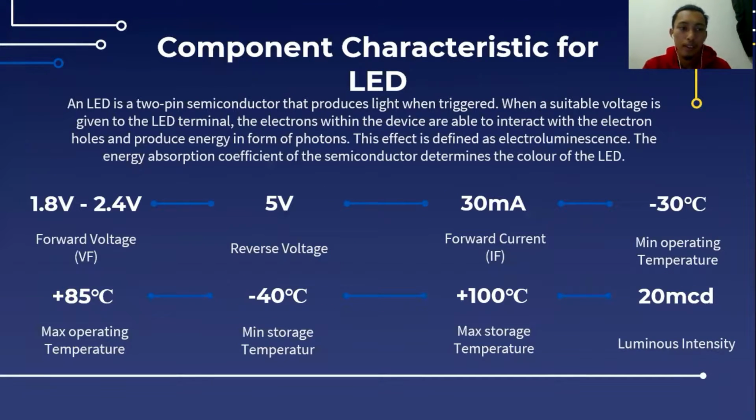For the LED, an LED is a two-pin semiconductor that produces light when triggered. When a suitable voltage is given to the LED terminals, the electrons within the device are able to interact. This will produce a photon. This effect is defined as electroluminescence. The energy absorption coefficient of the semiconductor determines the color of the LED. We are using three different color LEDs: yellow, red, and green. And this is the specification for the LED device.